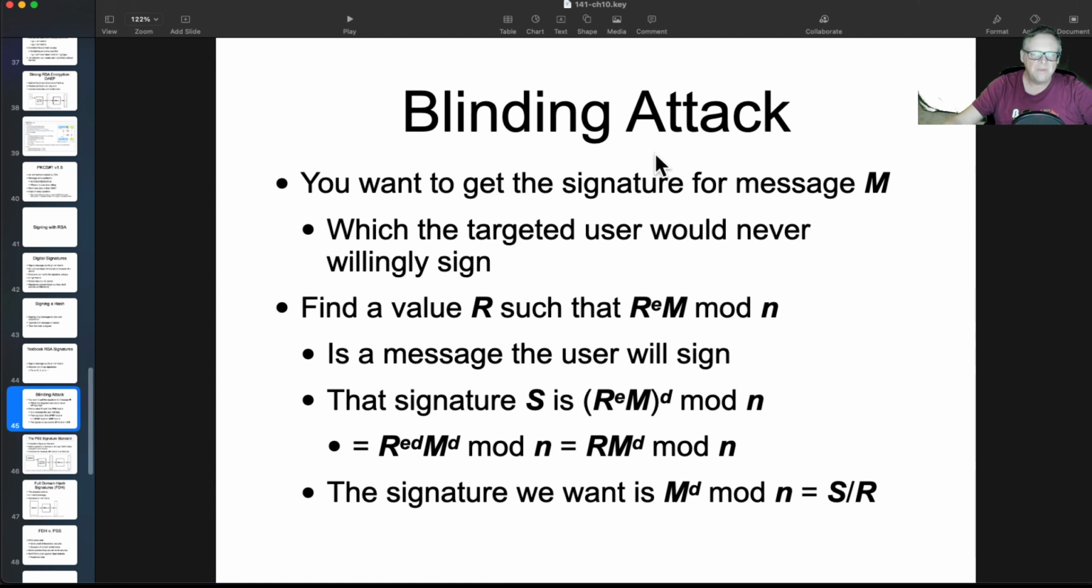There's a generalization of this called the blinding attack. So if I want to get the signature for a message M, which this user would never sign, if I can find a value R, so that R to the E mod N is a message they will sign, I can take that signature and I can deduce the signature for the other message from it. So the naked RSA signatures, where you just take the raw message and raise it to a power, are pretty dangerous. They have a lot of defects cryptographically.